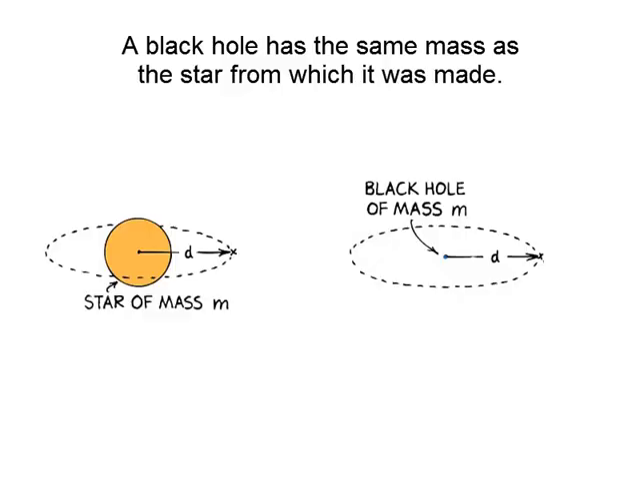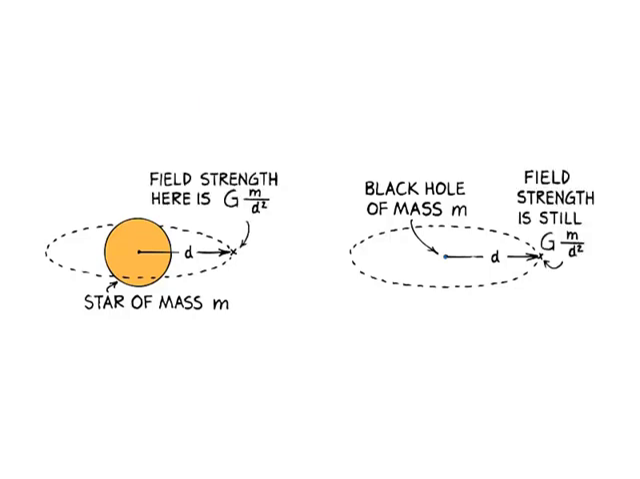A black hole is no more massive than the star from which it collapsed. The gravitational field near the black hole may be enormous, but the field beyond the original radius of the star is no different after collapse than before. The amount of mass hasn't changed, so there's no change in the field at any point beyond this distance.